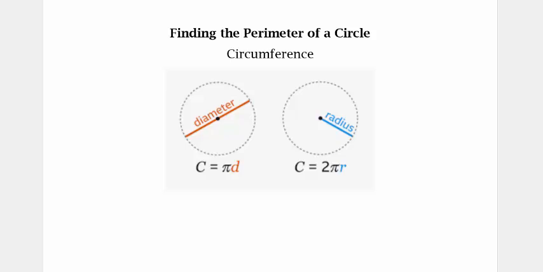Hi guys, today we're going to start on finding the perimeter of a circle. So we call the perimeter of a circle a circumference. So when we have circles, they can come in two different forms.